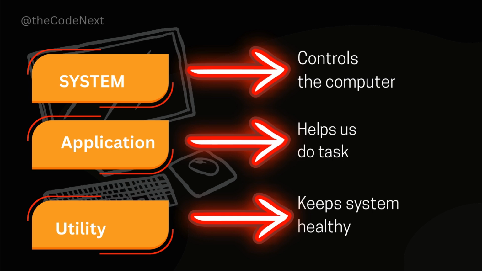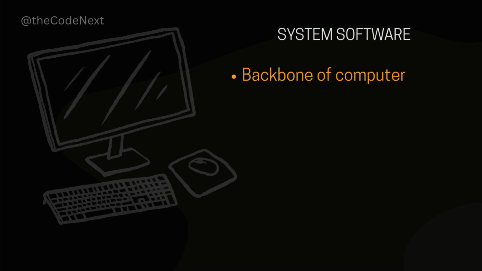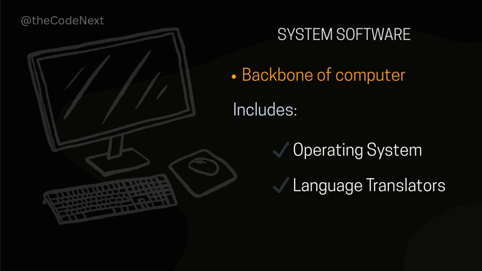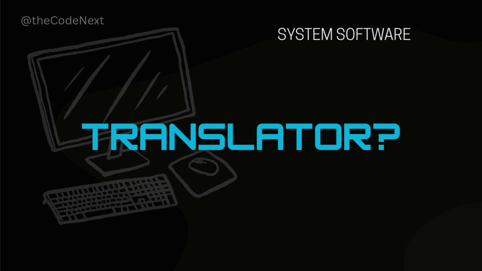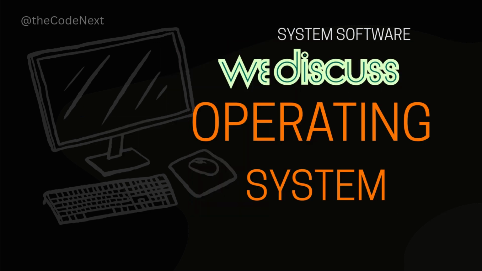Easy, right? Let us focus on system software. This is the foundation. Without it, applications cannot run. System software mainly includes two things. One, the operating system, which is like the boss of the computer. And two, language translators, like compilers, assemblers, and interpreters that help convert human language into machine language. We will keep translators for later, but today let us talk about the big boss, the operating system.